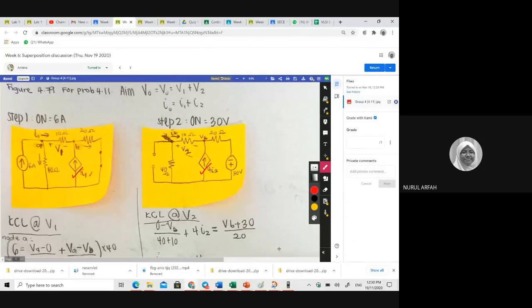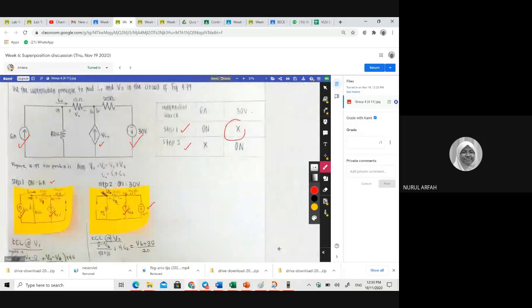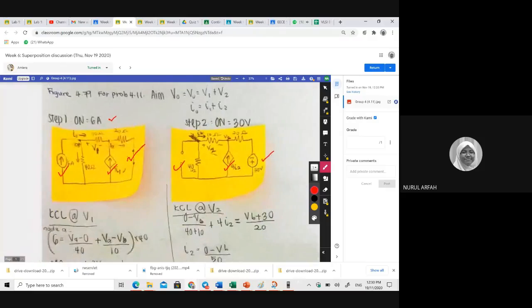So let's see our step number 1, 6 amp. So let it be. And then step number 2, let it be to turn on the 30 volt. Okay. And to turn off the other, look at the second part, you have a voltage source here, right? To turn off a voltage source, you should replace it with a shorted path like this. And for step number 2, to turn off a current source here, you need to replace it with an open circuit like this. This is good. So this is correct.